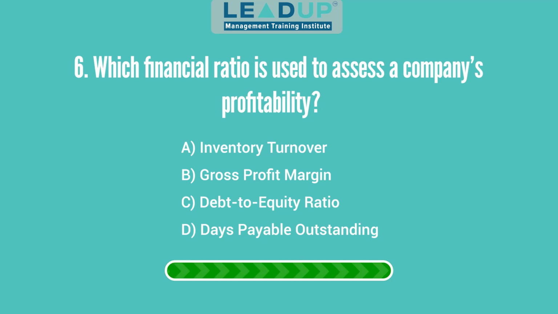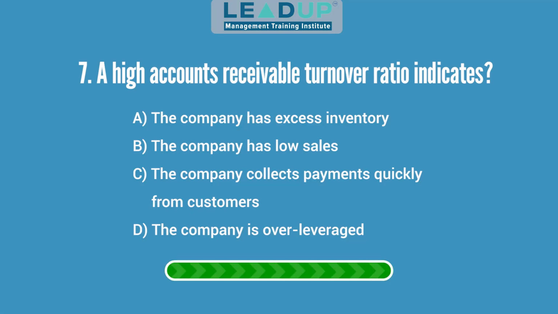Question 6. Which financial ratio is used to assess a company's profitability? A. Inventory turnover. B. Gross profit margin. C. Debt to equity ratio. And D. Days payable outstanding. Answer: gross profit margin.